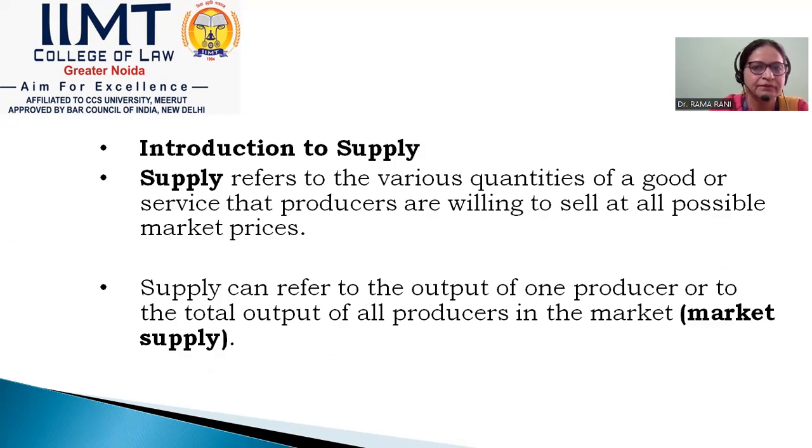Now, introduction to supply. Supply refers to the various quantities of a good or a service that producers are willing to sell at all possible market prices. Supply can refer to the output of one producer or the total output of all the producers in the market. So supply means a producer sells the product in the market according to the demand in the market.